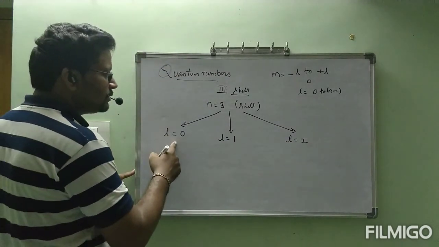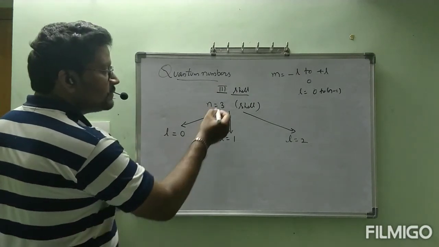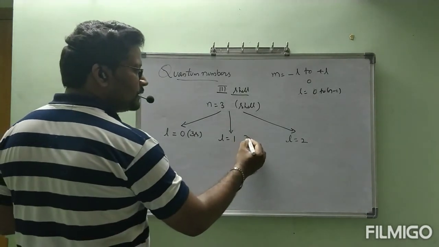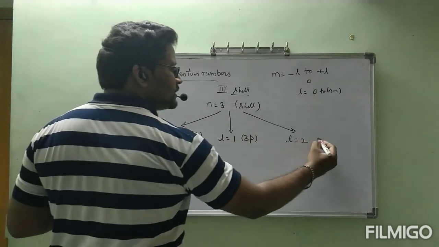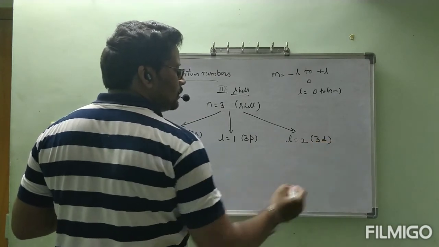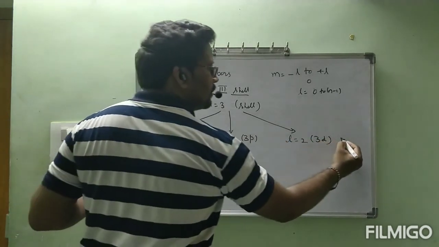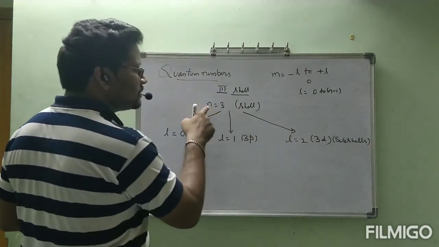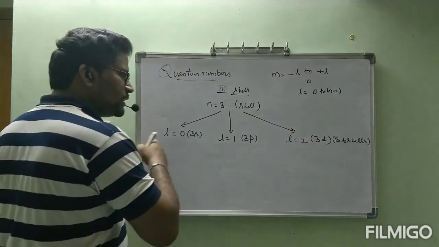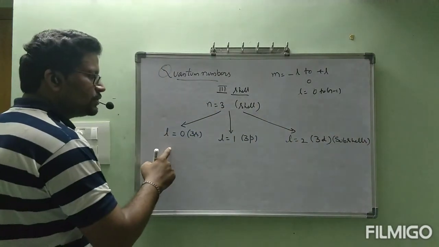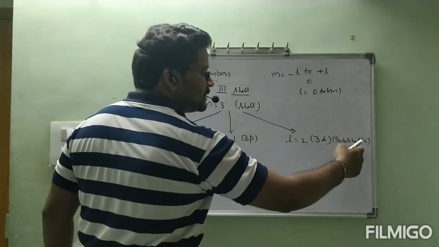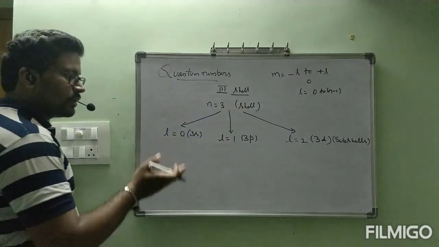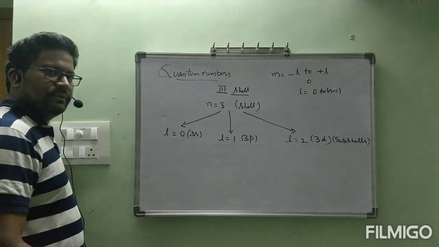If L is equal to 0, this is s. This s belongs to the third shell, that's why this is 3s. Next, this is p, 3p. And this is 3d. These are all subshells. L is equal to 0, L is equal to 1, L is equal to 2. These 3 subshells are present in the third shell.